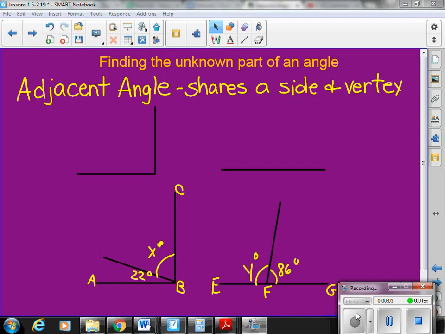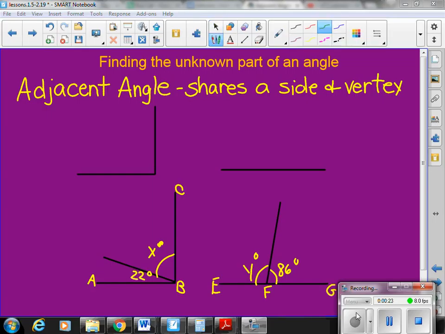Finding the unknown part of an angle. Today I'm going to teach you a new word. It's called adjacent angle. An adjacent angle is an angle that shares the side and vertex with another angle. Okay, we'll talk about it a little more later.